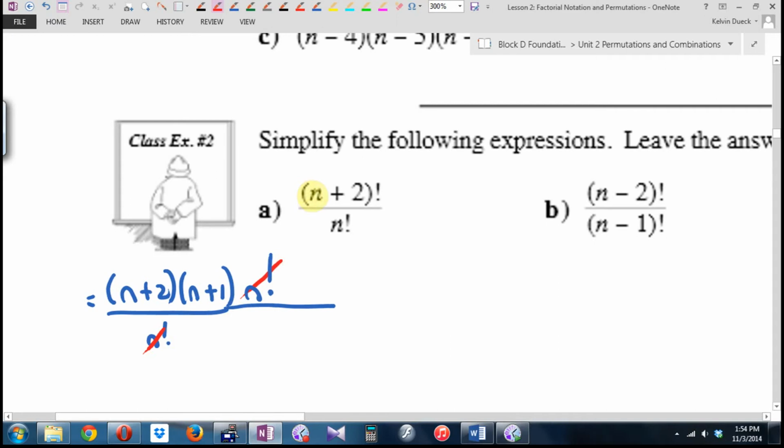In fact, this whole mess simplifies to (n plus 1) times (n plus 2). Or you could FOIL that out. You could go n squared plus 3n plus 2 if you FOILed it out.